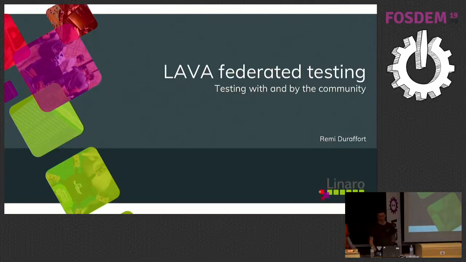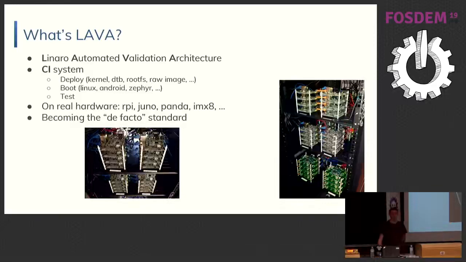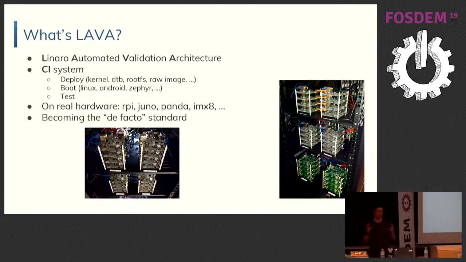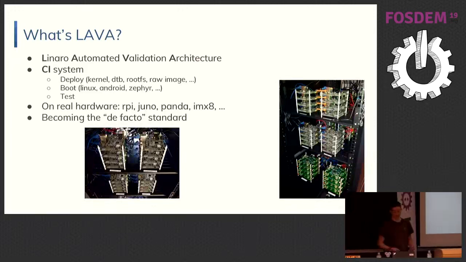So the first thing to explain is what Lava is, because I guess you don't know what it is. Lava stands for Linear Automated Validation Architecture. It's a CI system, the goal of which is to test your software on specific hardware, like Raspberry Pi, Juno, Panda board, or things like that. So you take, for instance, you compile Linux and you want to test it, or you have your software that you want to test on real hardware. Lava will help you to deploy the software on the hardware, boot the hardware, and then run the test. It's more or less becoming the de facto standard for a CI system on real hardware.